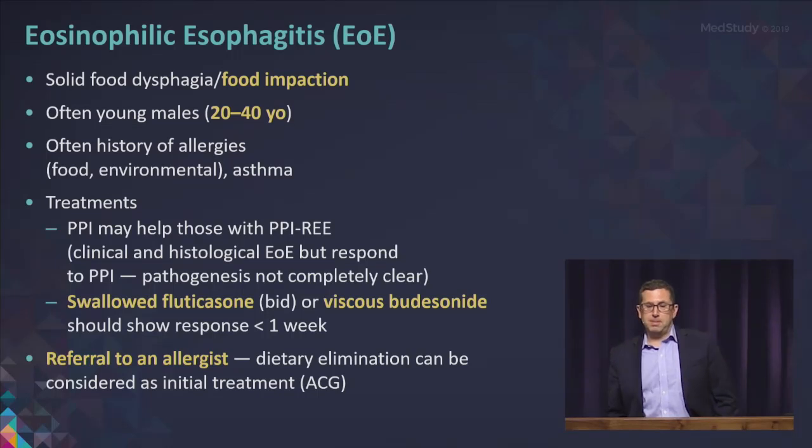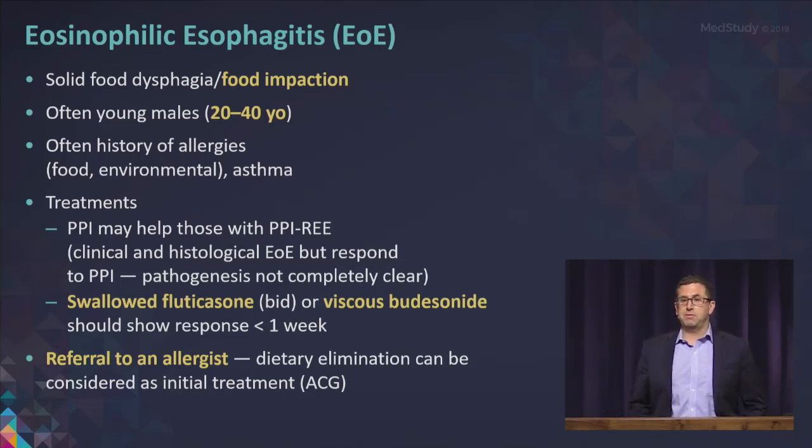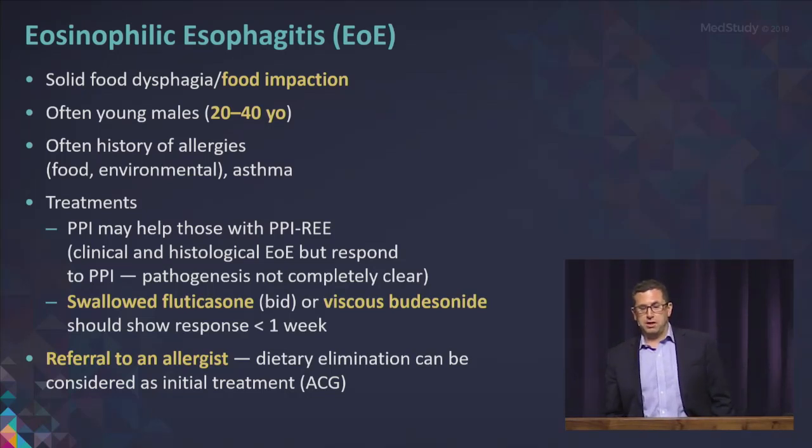So classically, patients have solid food dysphagia and food impaction. Demographically, frequently young men, often a history of allergies, sometimes a history of asthma. So treatment, there is something called PPI responsive eosinophilic esophagitis, where the patient has clinical and histological EOE, but they respond to PPI. The pathogenesis is not completely clear, but sometimes we do start off with PPI to see if this will work. If that doesn't work, we usually use swallowed steroids such as fluticasone or viscous budesonide, and patients really can respond pretty dramatically to this.